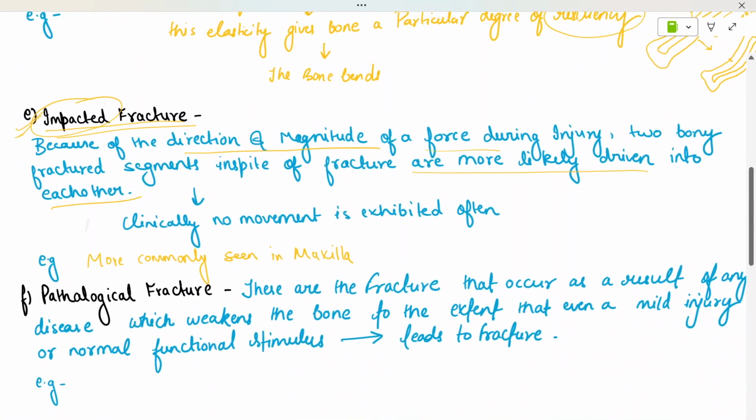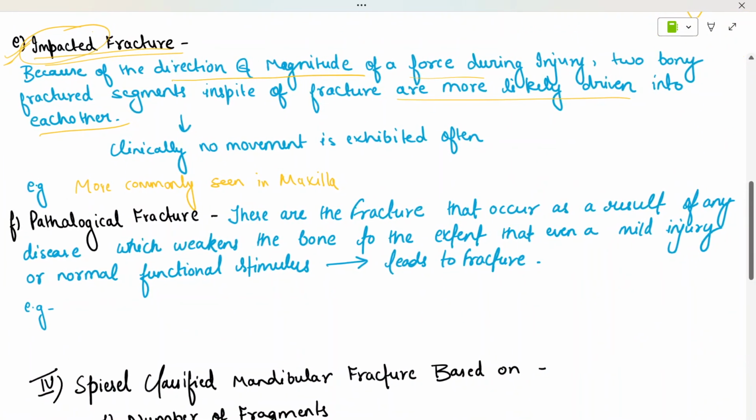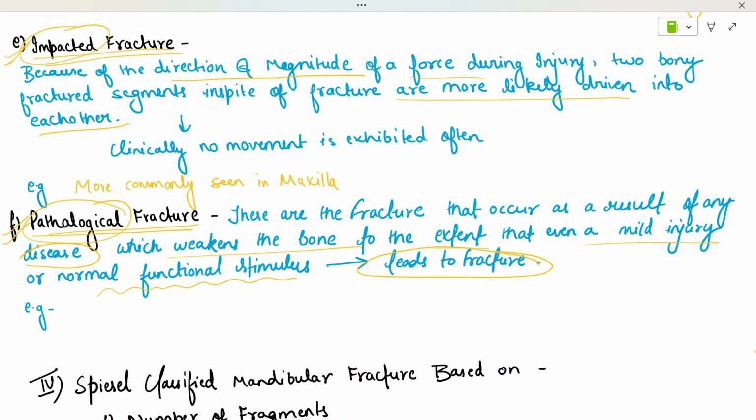Now the F part under Kruger's classification is the pathological fracture. As the term suggests, pathology, some sort of disease would be there, and because of that, the fracture is occurring. I had already written that these are fractures that occur as a result of any disease which weakens the bone to the extent that even a mild injury or the normal functional stimulus leads to a fracture. The bone is weakened so much by the disease that it cannot carry out even its normal function, and that eventually leads to the fracture.